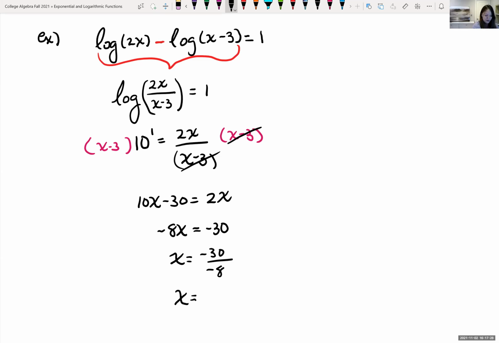Both of those have a 2 in common, and they're both negative, so it's positive. So we have 15 fourths. We need to make sure that when we plug this back in, we don't get a log of a negative number. And so if we plug it back in for x here, 2 times 15 fourths, that's positive, and 15 fourths minus 3. Well, I notice 15 fourths is a little bit bigger than 3. And so some number bigger than 3 minus 3 is positive. So we're okay. And we have our solution.